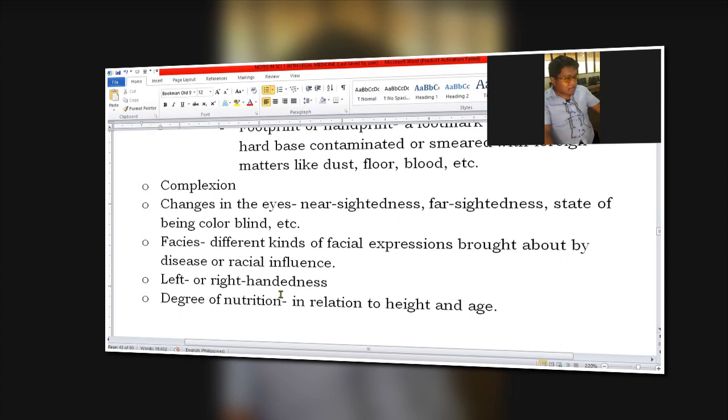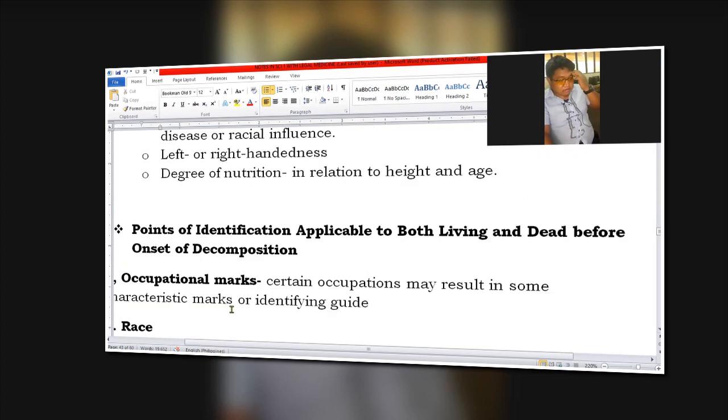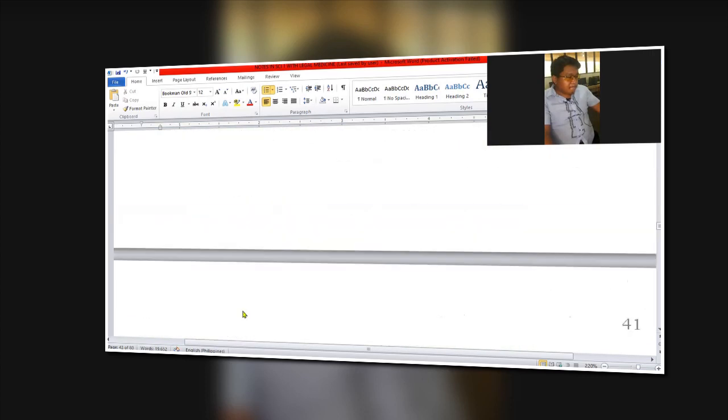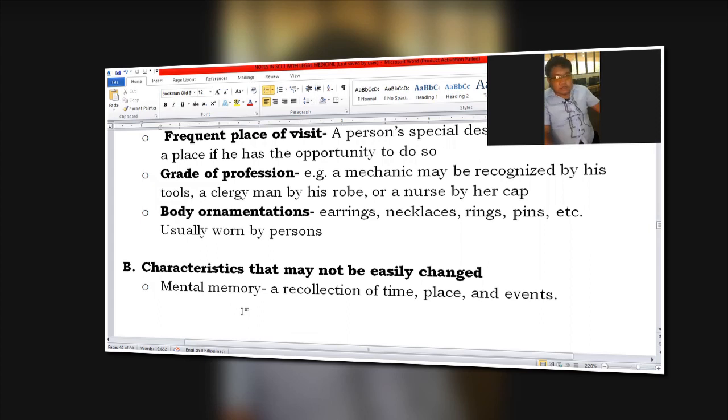Left or right-handedness. Yan. Okay? Pwede rin magamit yan kung left-handed or right-handed yung tao, especially yung mga left-handed. Then degree of nutrition. Yan. Of course, kung mataba yan, malaki yan, no, payat. Yan. Yan ang degree of nutrition in relation to height and age. Okay? So those are some of the common characteristics that investigators can use, no, to identify a person, and these characteristics may not be easily changed.